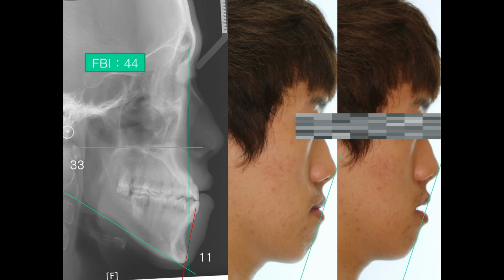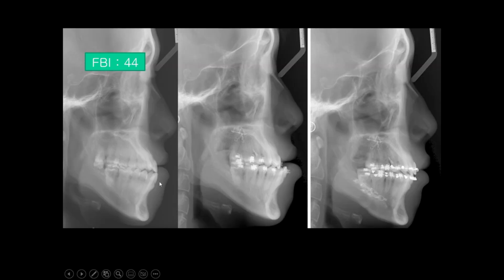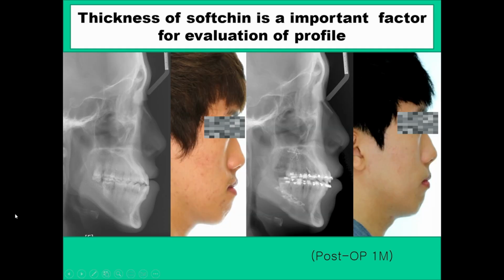So look at this surgery patient. Okay, class 3, and did surgery like this. But if I'm an oral surgeon, I'll do chin advancement because this patient has a really bad profile, bad soft tissue. So after surgery, no good, okay?